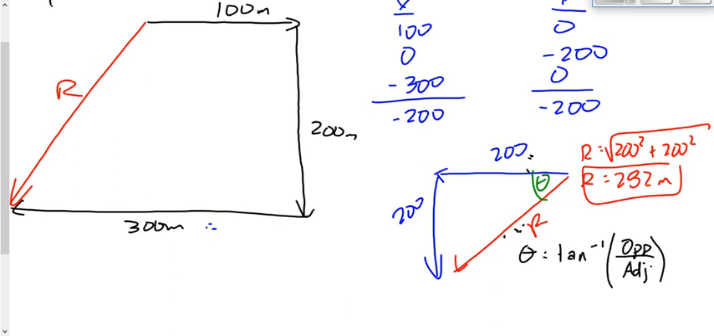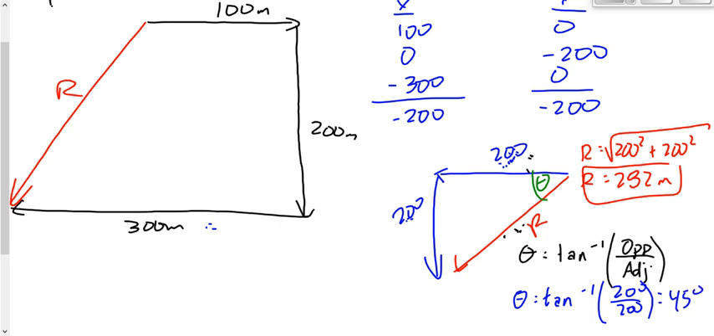Okay, let's finish this one off. We said it was the inverse tan of opposite over adjacent. What's the opposite side here? Well, the adjacent side is the one that's touching the angle, but not the longest one, the short one touching. This is adjacent. This one's opposite. So we're going to say it's the inverse tan of 200 over 200 in this case, which is just 45 degrees.